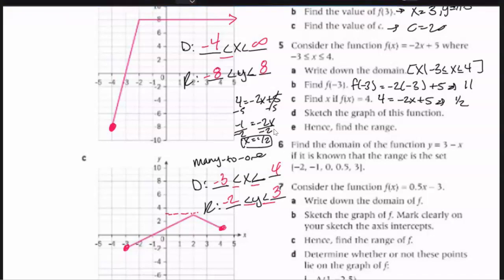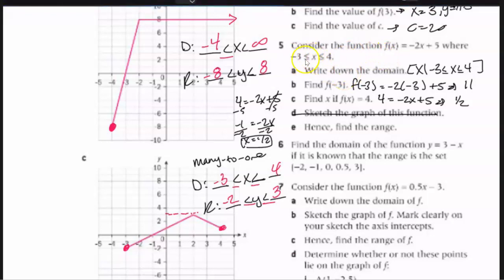Or x equals 1/2. Sketch the graph of this function. Don't worry about sketching. Hence, find the range. For the range, you can graph it. You can put it in a graphing calculator. However you would like to do it. Or, since you know this is a linear function, and you know it has a negative slope, we can figure out your domain or range by plugging in each of these values.